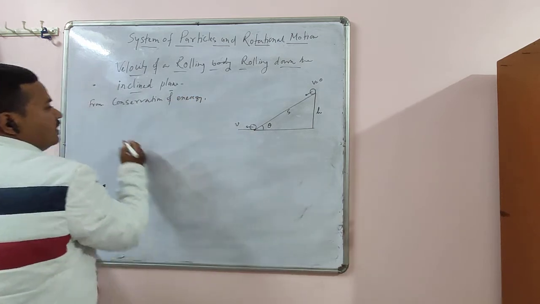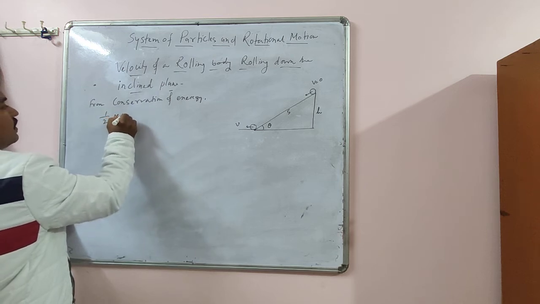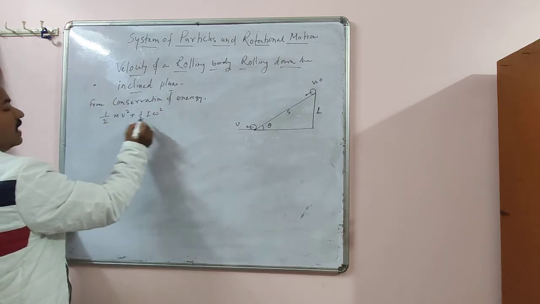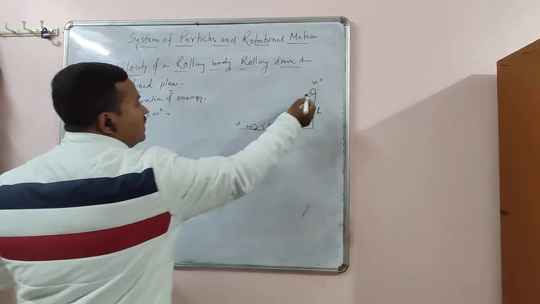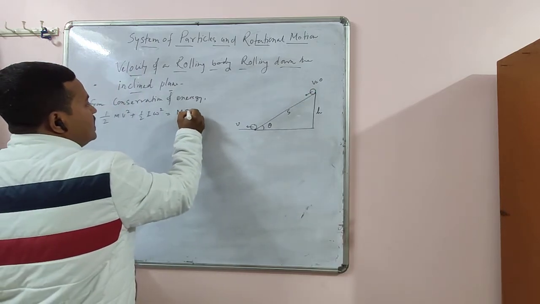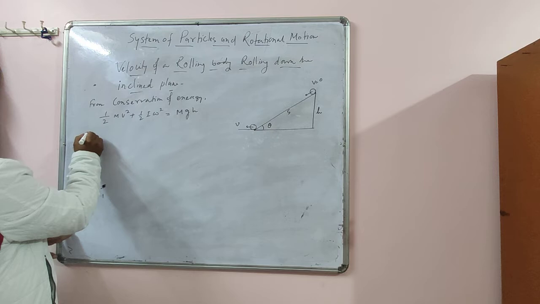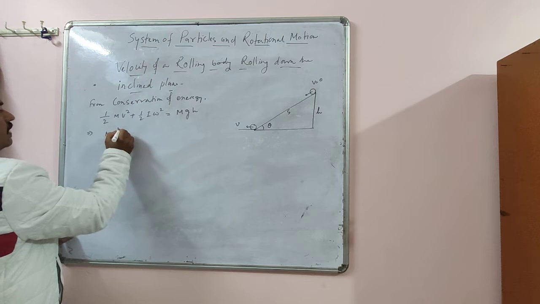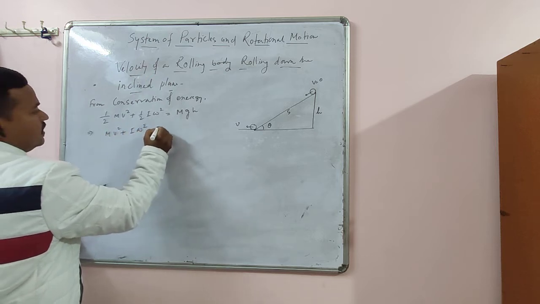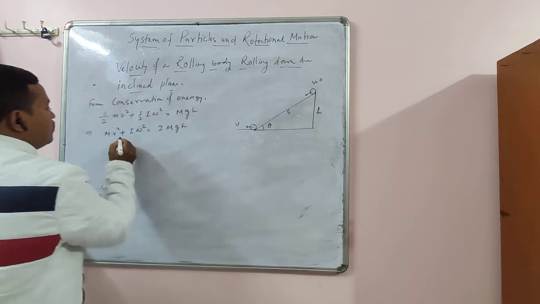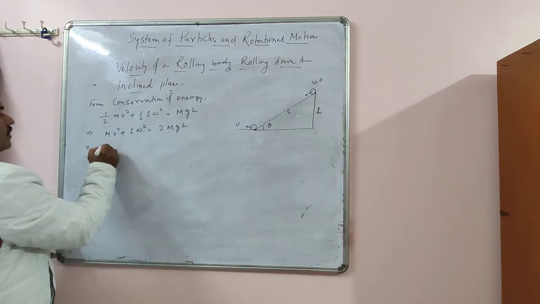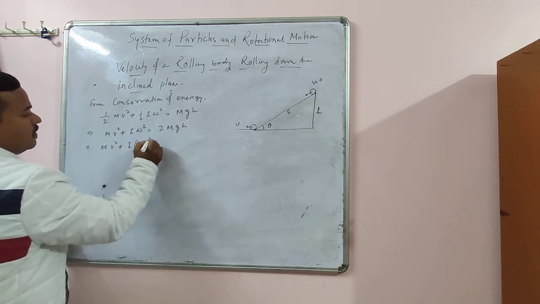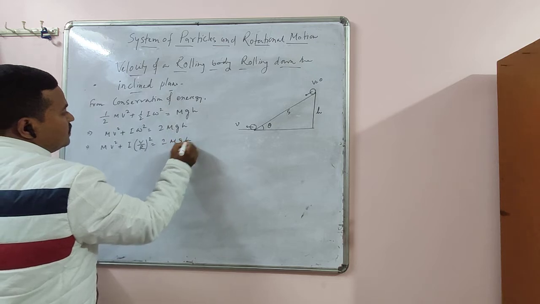here you have total kinetic energy, half m v square plus half I omega square, that is kinetic energy of translation plus kinetic energy of rotation, equal to the potential energy m g h at the top. So from here you can write m v square plus I omega square equal to 2 m g h. From here you have to find out v. So m v square plus I, omega you can write as v by r, whole square, equals 2 m g h.